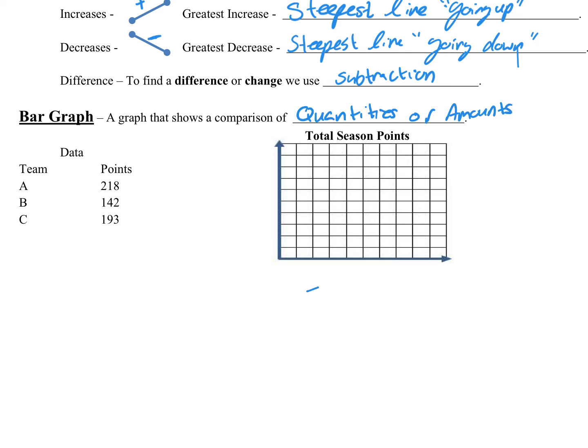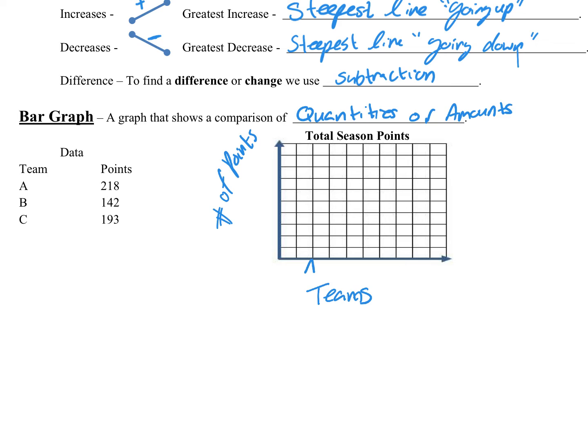So I'm going to put my teams on my x-axis here, and then I'm going to put the number of points that they achieved on my y-axis. So we don't really have a dependent or independent variable in this specific case of our bar graph.